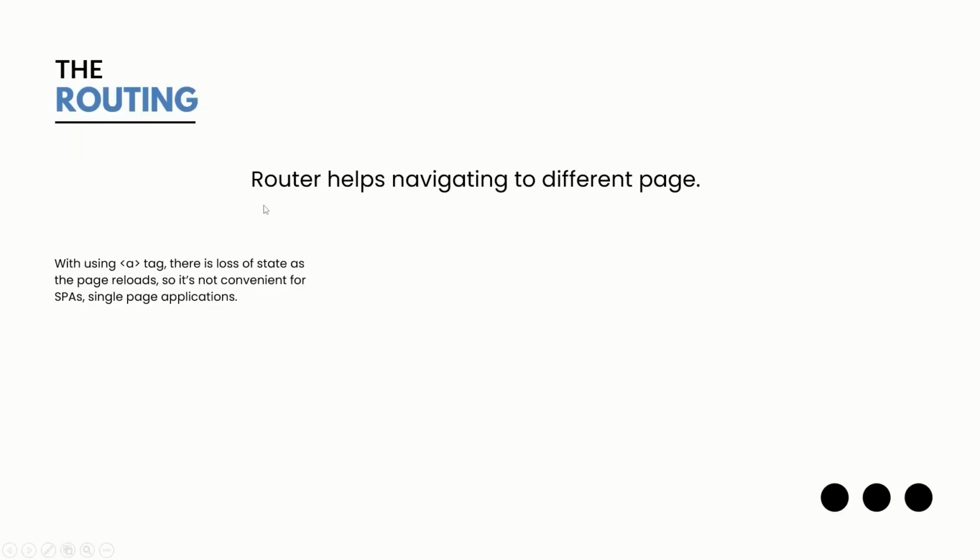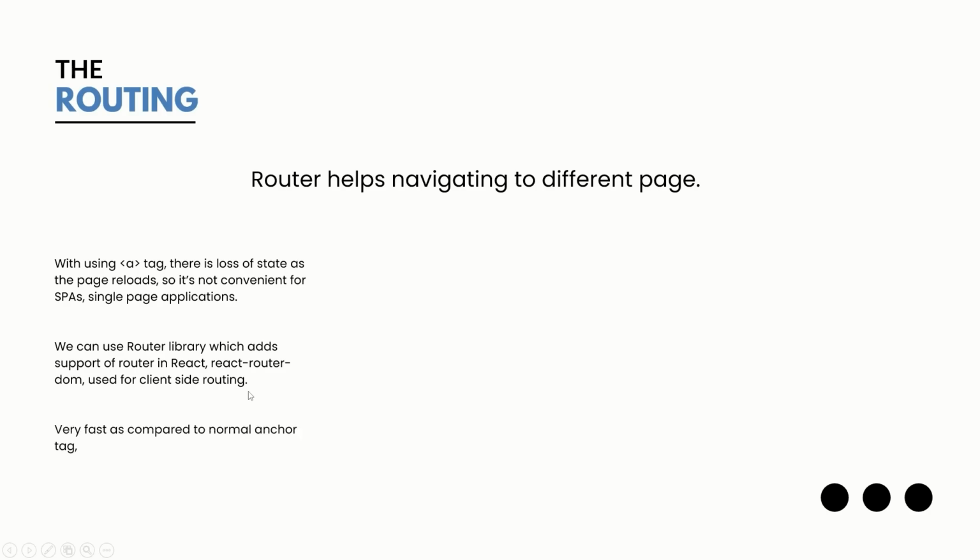Instead, we have a library for React, which is React Router DOM. We can use a router library which adds support for routing inside React, because by default, React does not support routing. So we use React Router DOM, which is used for client side routing, and it is very fast compared to the normal anchor tag.